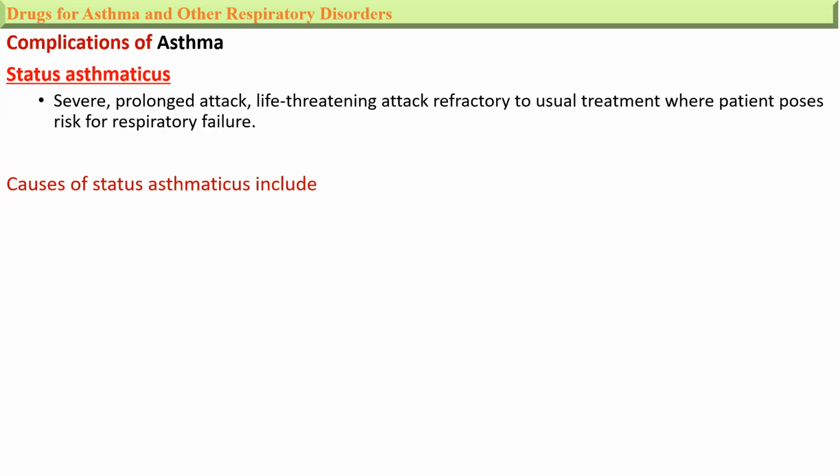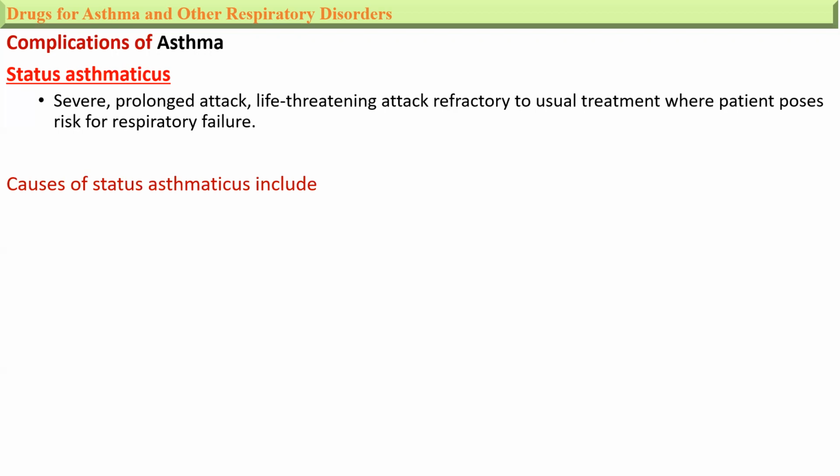Status asthmaticus is a prolonged, acute, life-threatening attack, refractory to usual treatment, that poses a risk for respiratory failure. Refractory to usual treatment means that we have tried and attempted all different therapeutic modalities to stop the attack, but with no positive response.